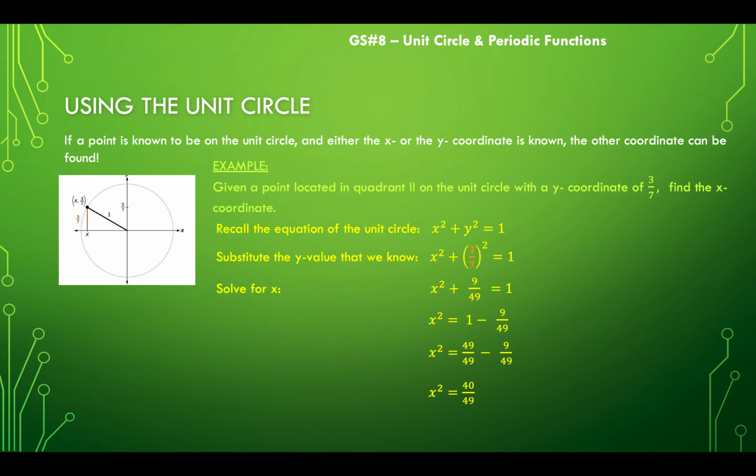Now, to isolate the x, we would need to take the square root of both sides. And remember that when we do that, we need to find all possibilities that satisfy that equation. So x would actually equal plus or minus the square root of 40/49. We would want to clean that up a little bit. We would want to think of that fraction under the radical as a radical on both the numerator and the denominator, and think of them separately.